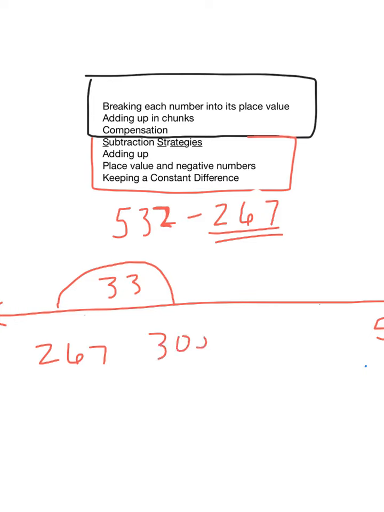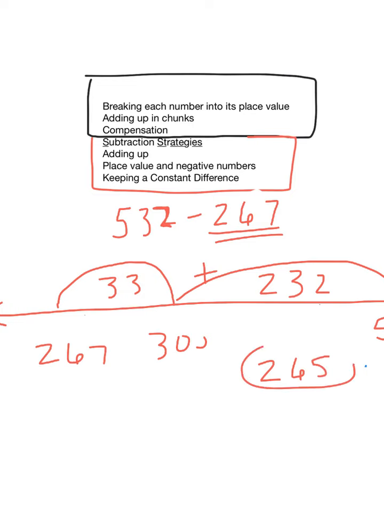If I added 232 to that, that would give me 532. So 33 plus 232 gives us a total of 265. So that's how we could use the adding up strategy. Again, you could do smaller chunks, larger chunks, whatever works for you.